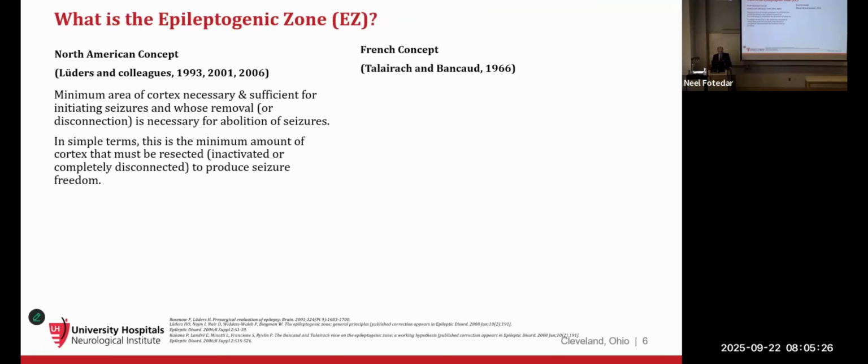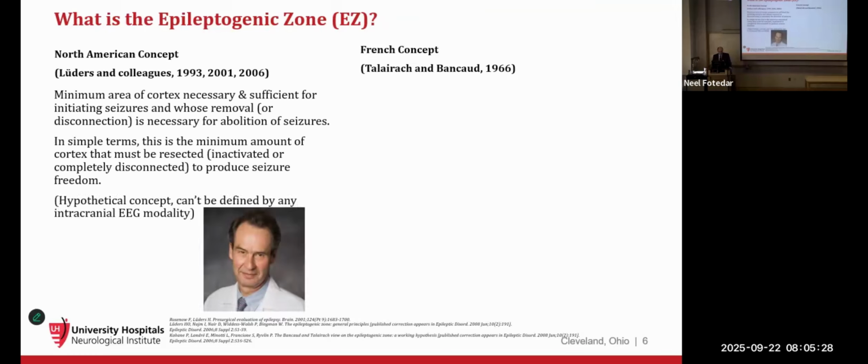produce seizure freedom. This is a hypothetical concept in the sense it cannot be defined by any testing modality, not even intracranial EEG. This is very important to understand. We can estimate it, but we cannot define it or fully delineate it up front. And we'll get into it. We'll show you a couple of examples of how this applies.